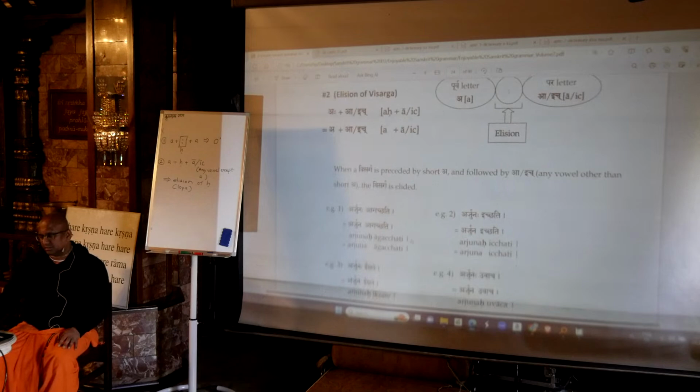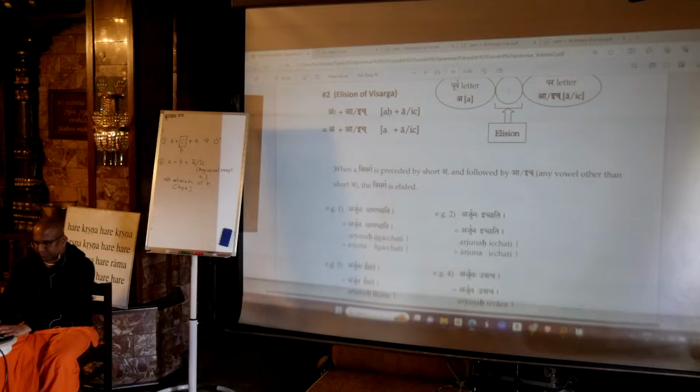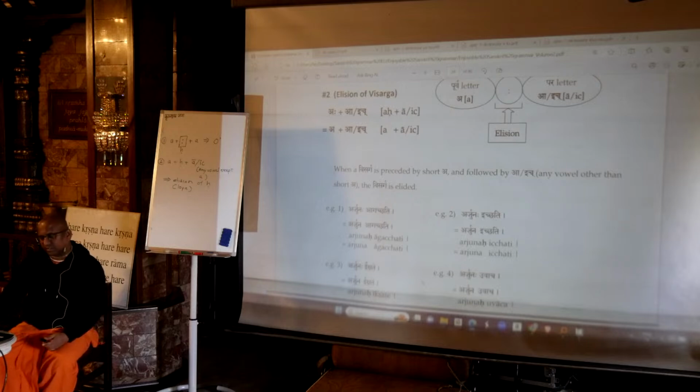So you can see example. Arjunaha plus agacchati. So, Prabhu, before visarga, what is the vowel? Akar. After visarga, what is the vowel? Akar. So does it satisfy the condition? Yes. So what will happen with the visarga now? There is an elision of the visarga. Yes. So now you see, Arjuna agacchati. Because the visarga got dropped, there is elision, lopa. So it is Arjuna agacchati. You will see like this.